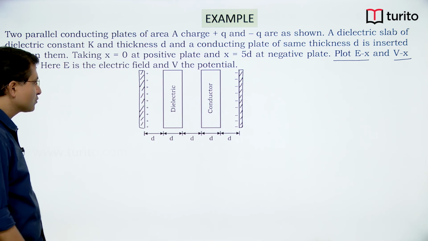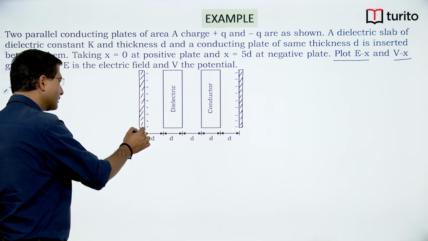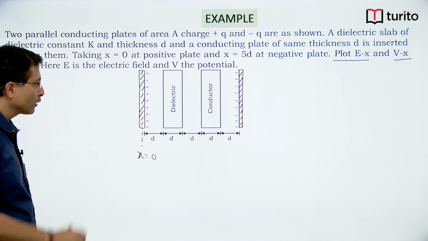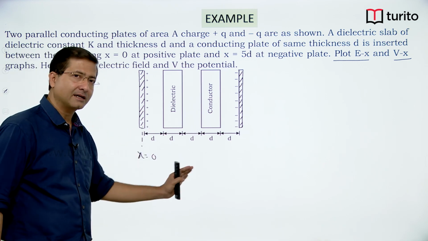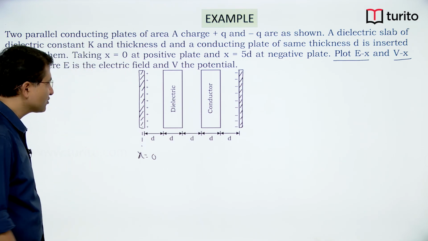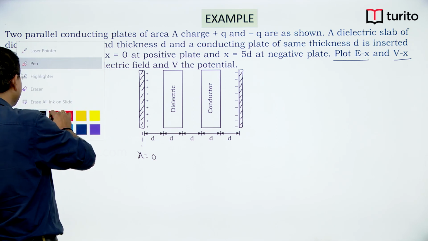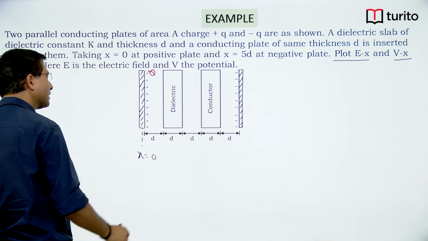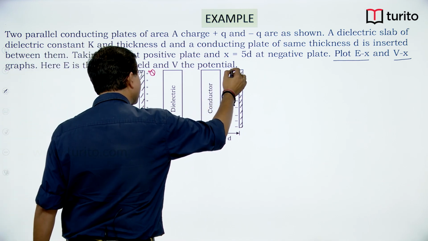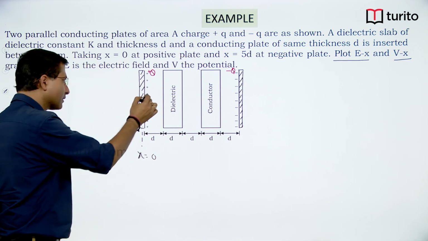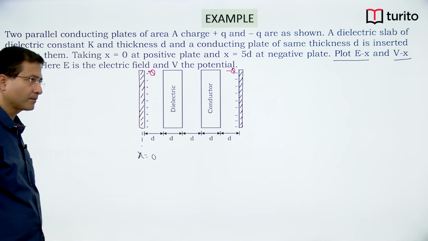So, if I assume this to be x is equal to 0, right. So, this I am assuming x is equal to 0. How field is varying with x, that I need to plot. So, if I assume the charge here is plus q and the charge coming here is minus q, what would be the field here at this particular point?